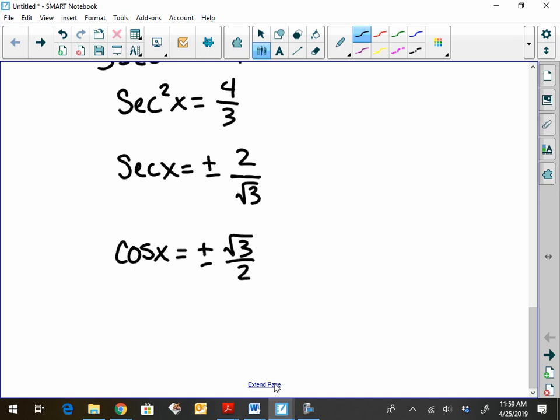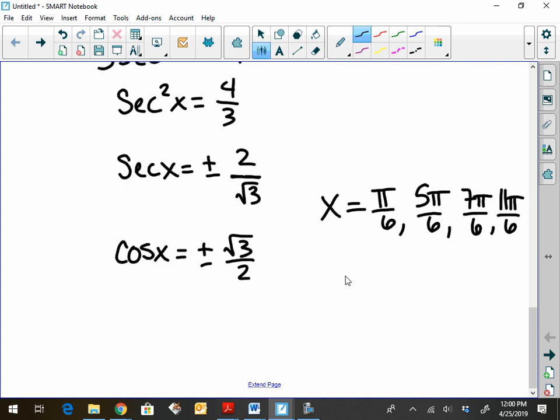Now, if you want to show those steps like we had from before, you should end up at the same spot. So you're welcome to do that. And then let's look on our unit circle. So x in this case, we want all of the x values that are positive and negative square root of 3 over 2. So we get pi over 6. Positives and negatives. So 5 pi over 6, 7 pi over 6, and 11 pi over 6.